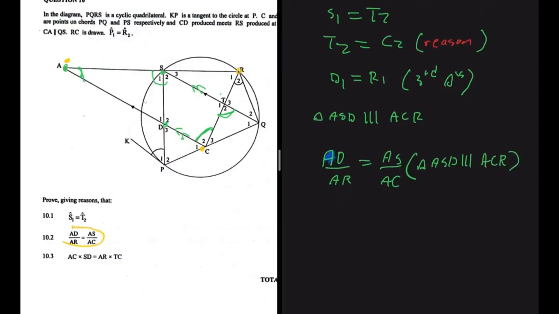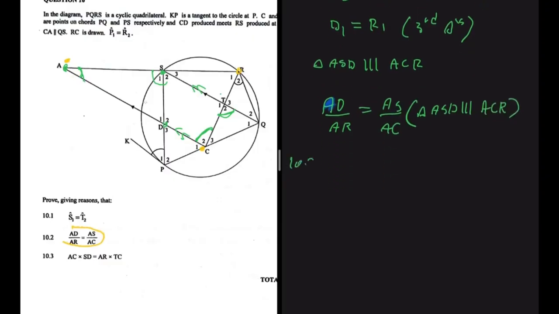So now let's look at 10.3. 10.3 says let's prove that AC multiplied by CD is equal to AR multiplied by TC. In this question, I cannot see an immediate way why AC multiplied by CD should be equal to AR multiplied by TC. But you just wrote this paper today. If you have an idea, let me know in the comments.